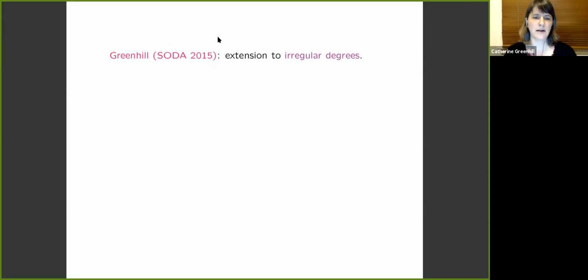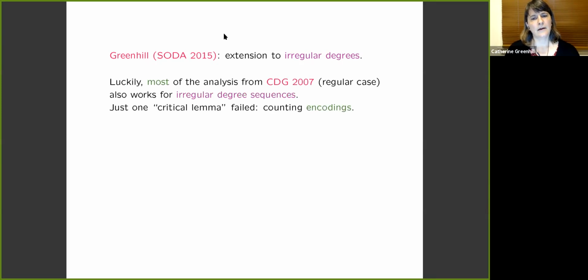So I want to say a little bit about how I got the extension to irregular degrees, which first appeared in a SODA paper. When I was trying to do this, it takes a while to define the multi-commodity flow, and luckily the whole definition just worked for irregular degrees, so none of that had to change. And then you look at the analysis step by step, and there were many steps, and luckily almost all of those steps also did not rely on regularity. It was some sort of miracle. There was just one critical lemma in this proof where we really used the fact that the degree sequence we had was regular, and it was to count something called encodings.